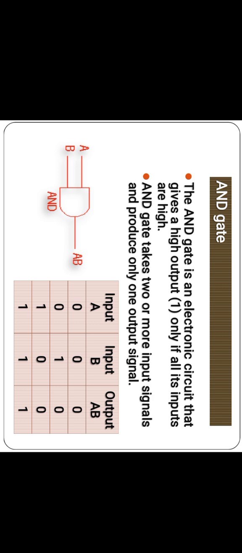The next diagram is the truth table of the AND gate. The AND gate performs the multiplication operation. Here the inputs are A and B. For two values, the input values are 0, 0, 0, 1, 1, 0, 1, 1. The AND gate performs multiplication. So 0 into 0, the output is 0. For 0 into 1, the output is 0. 1 into 0, the output is 0. 1 into 1, the output is 1.